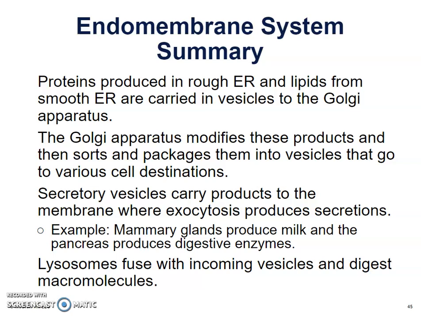So this would be like mammary glands producing milk. So the cell creates the milk, and it needs to leave the cell so that it can get to the baby that needs it. And so it is expelled from the cell into milk ducts, and then it can eventually be consumed by the baby. The pancreas produces digestive enzymes that help break down your food. So those substances, those enzymes, are actually made inside a cell and then secreted so that they can get into your digestive system. Lysosomes fuse with incoming vesicles and digest macromolecules. So lysosomes are very important in the process of digestion.